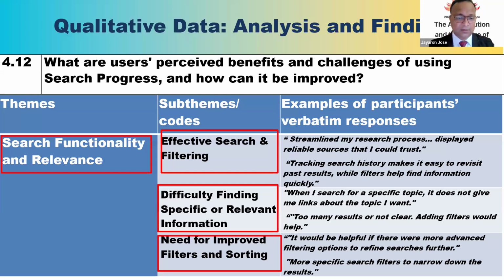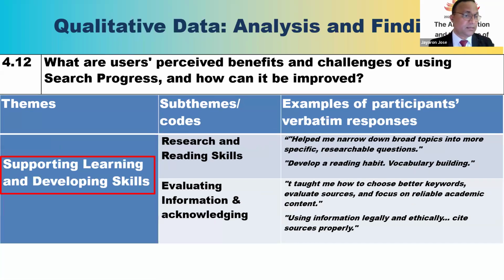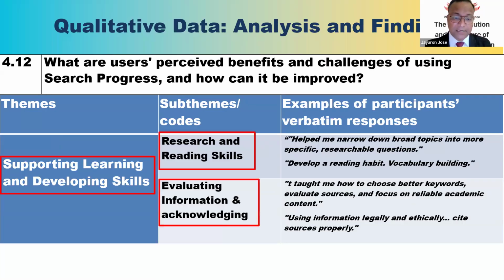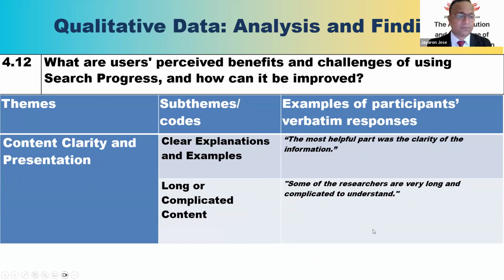The next theme was supporting learning and developing skills. Research and reading skills: they felt that it helped them. And then evaluating information and technology: "It taught me how to choose better keywords, evaluate sources, and focus on reliable academic content." Using information legally and ethically, and citing sources properly. These are some of the verbatim.